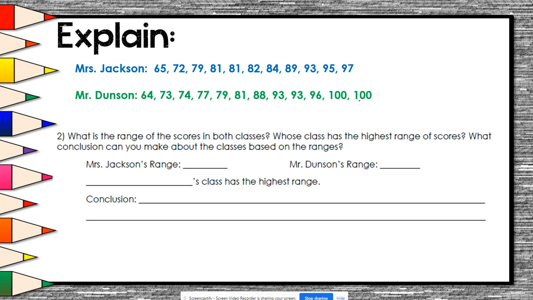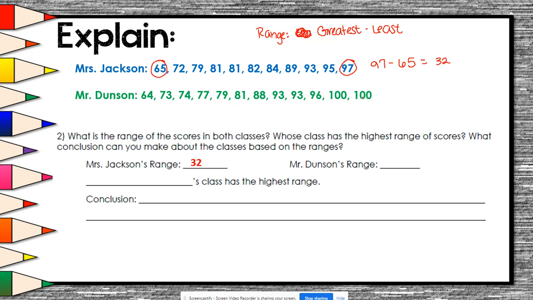Number 2 says, what is the range of scores in both classes and whose class has the highest range? So what conclusion can you make? Well, remember range is your greatest minus your least, your least subtracted from your greatest. So for Miss Jackson, her greatest test score was 97 and her lowest test score was 65. So for Miss Jackson, we would do 97 minus 65, which would give us 32. So Miss Jackson has a range of 32.